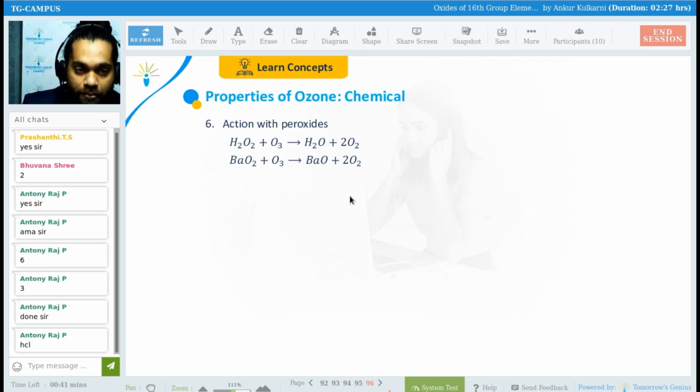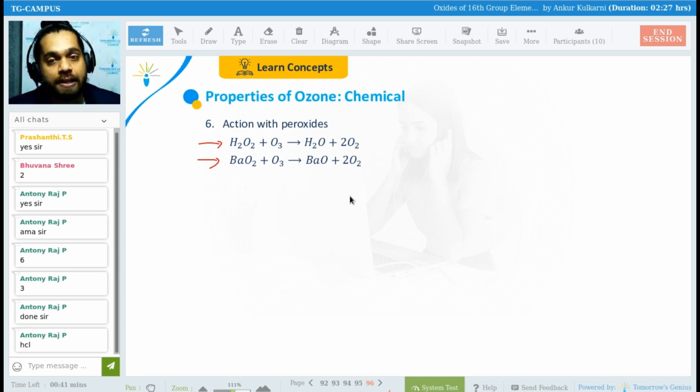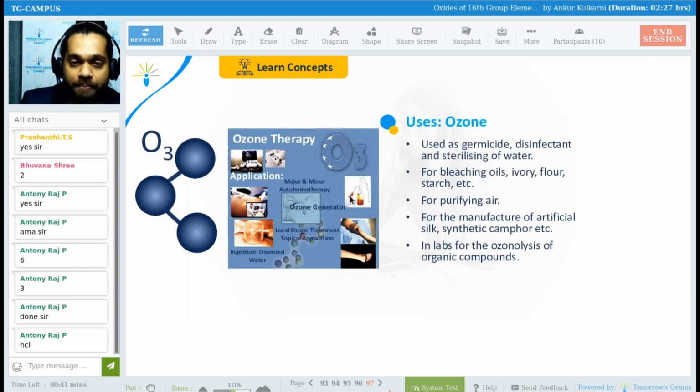Then we have reactions with peroxide. If I react ozone with peroxides, what will I get? Simply, it will break the peroxide linkage, and you will get oxides and oxygen. Again, if you are reacting with ozone, it is going to give you oxide. No matter whether you have a non-metal or metal, the work of ozone is to give you oxide. Simple as that.